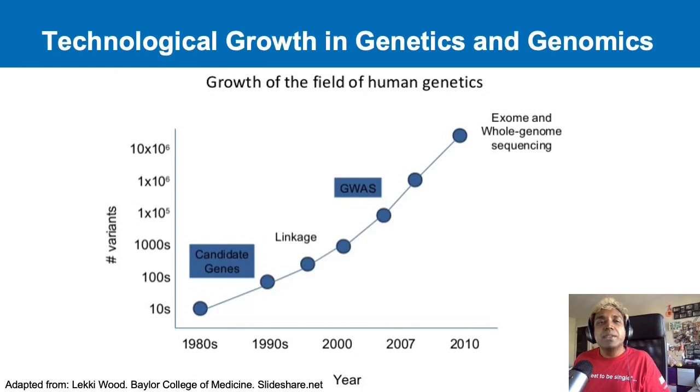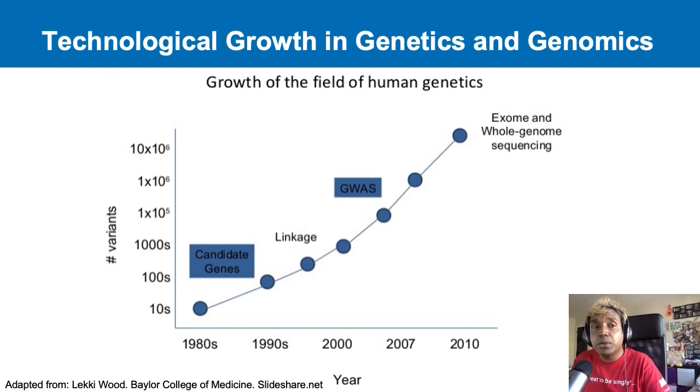So to start with, the technological growth in genetics and genomics can be seen in this somewhat exponential curve, where the x-axis shows the years from the 1980s to the 2010s, and the y-axis shows the number of variants that can be genotyped or detected. In the 1980s, when we had just PCRs, and even mapping genes was very difficult, we had candidate gene analysis. After the advent of PCR in 1983, we started increasing the number of variants that we can detect.